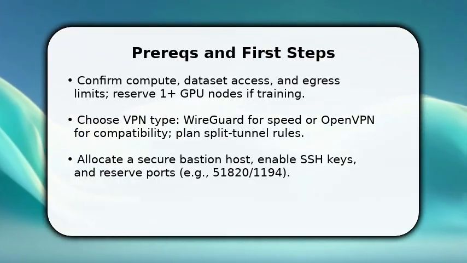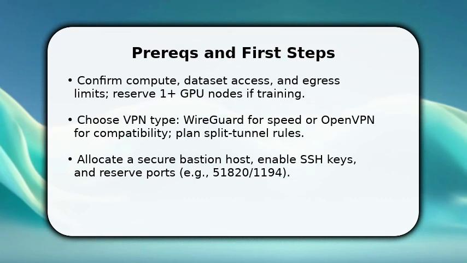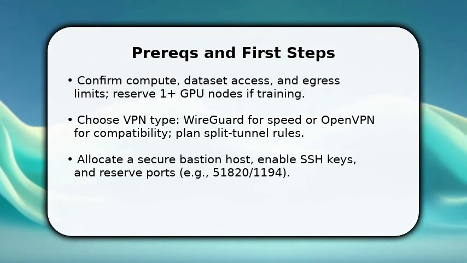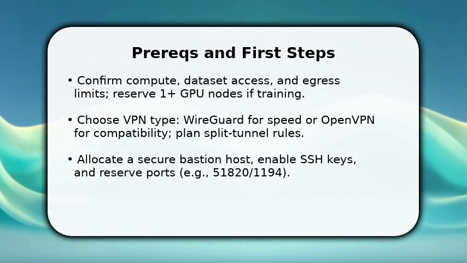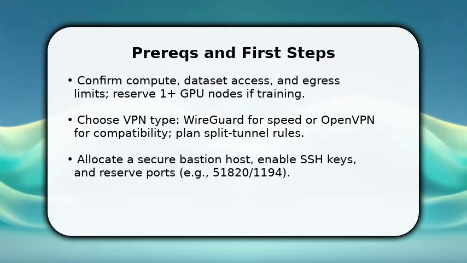Next, provision a hardened Bastion or VPN server with SSH key access and reserved ports like 51820 or 1194. This gets you into the actual configuration step without guessing at resources or connectivity constraints.